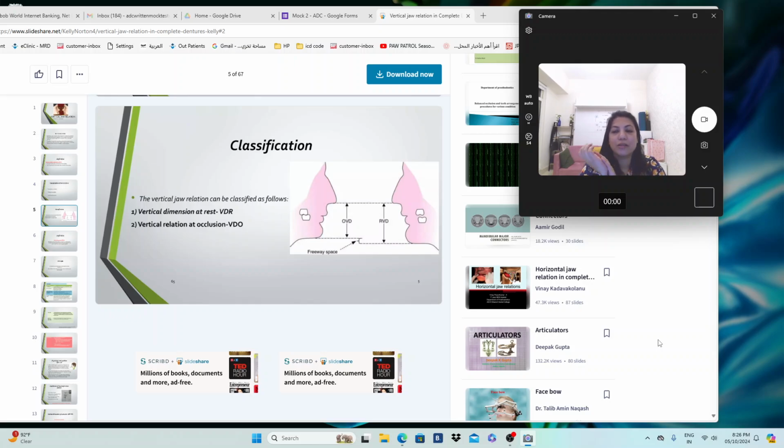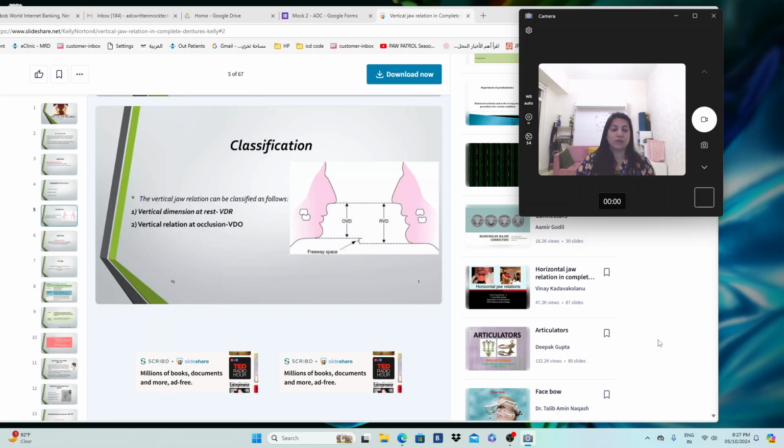So today's question is based a bit on complete dentures and one of the problems associated with them. Let's do a little bit of theory before jumping onto the question, so you're aware of the options to choose, because now you have brushed up your concept. Yes, we are talking about vertical dimension at rest, or vertical jaw relation.